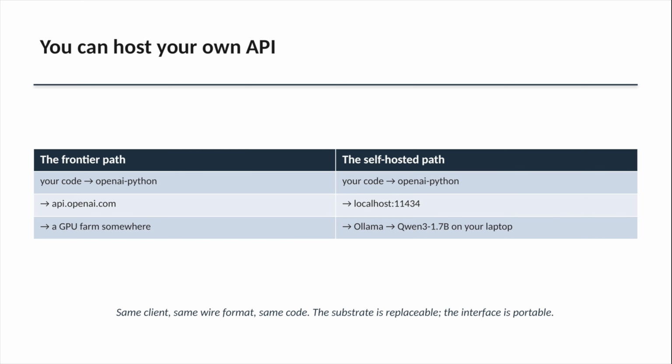If the interface is just JSON over HTTP, nothing about it requires a remote vendor. Anyone can serve it. On the frontier path, your code calls OpenAI-Python, which hits api.openai.com, which runs on a GPU farm somewhere. On the self-hosted path, your code calls the same OpenAI-Python, which hits localhost, which runs Ollama, serving a small model on your own laptop. Same client, same wire format, same code. The substrate is replaceable. The interface is portable.